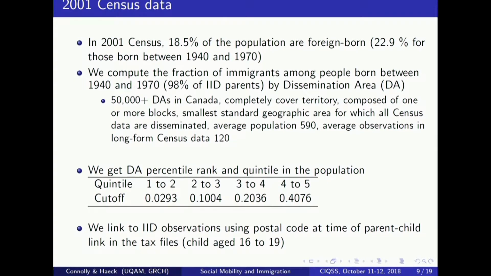What we're going to use is the dissemination area in the census. The dissemination area is very small. In the city, it can be a block or two, and it covers all the territory. There's 50,000 plus dissemination areas in Canada. Overall, the average population in Canada is 590, and in our data, it's 120 observations. Okay, and so we're going to look at the dissemination area.